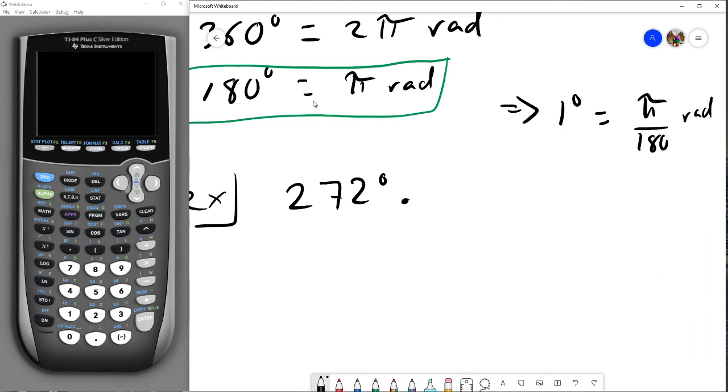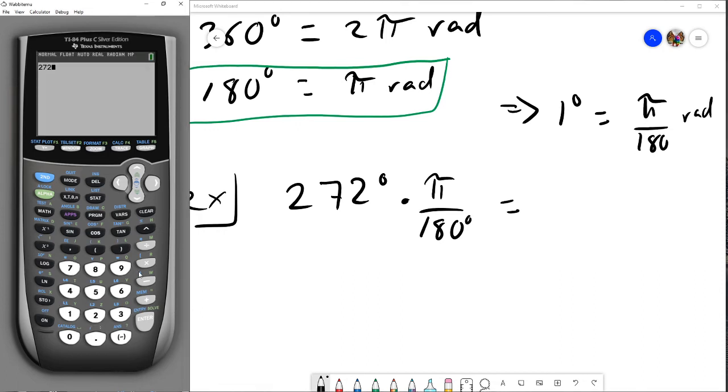So in other words, what I have to do is multiply by pi over 180 degrees, and that's going to give me a quantity that's in terms of radians. So what I'm going to do is try my calculator here. Do 272 divided by 80. And I'm going to hit math and see this button here for frac, hit enter, and there is my reduced fraction. So 68 over 45 pi.